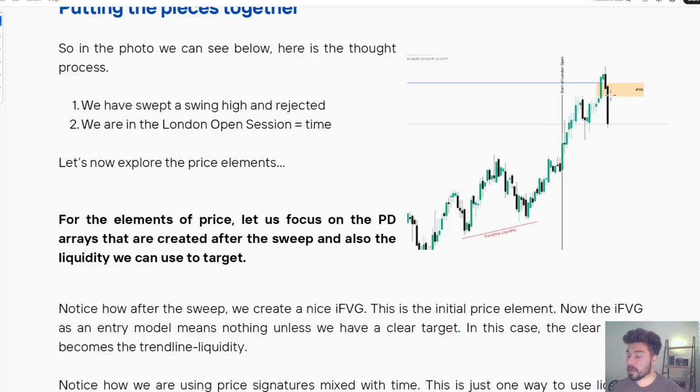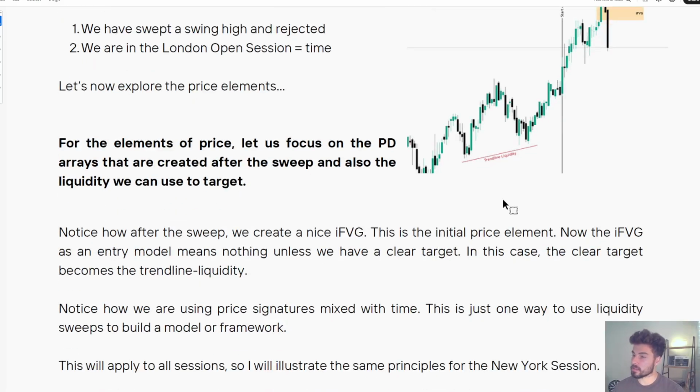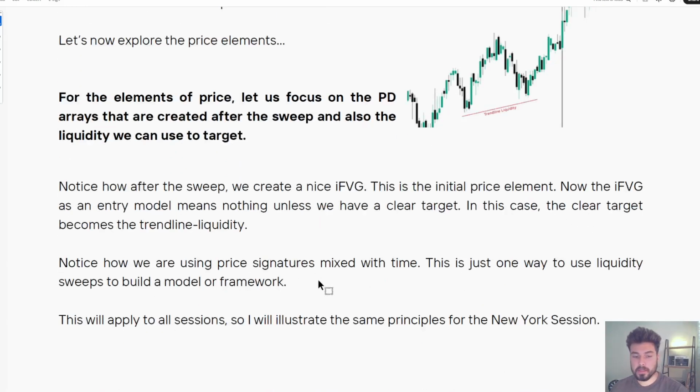So the PD arrays you enter from don't matter too much, in my opinion. What matters is what happens before. What happens before is you've swept liquidity, you've reacted after doing so during a key time frame. Do you have a clear target? How you enter doesn't really matter. You can enter off a turtle soup if you're that confident that price is going to react from there, or wait for a rejection candle. That's completely up to you, and everyone's going to have a different idea of how that makes sense for them.